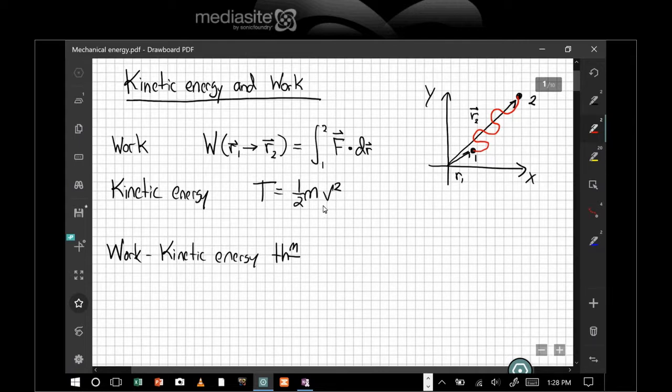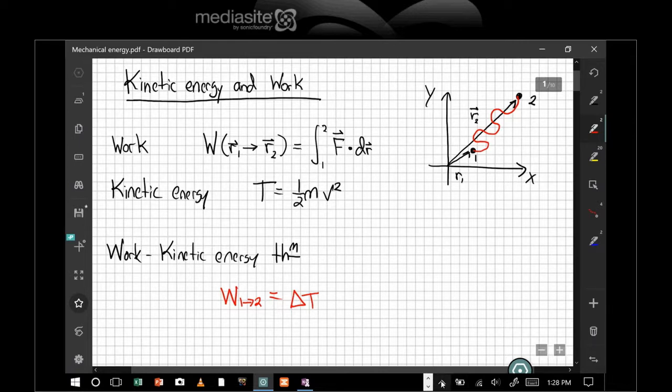Kinetic energy is the energy associated with motion, and I define kinetic energy as 1/2 mv squared, where v is really the speed. Again, this is a scalar quantity, and both work and kinetic energy are measured in joules. Now I can have a theorem between the two. What does work do? Work changes the kinetic energy. So the work done from 1 to 2 causes a change in the kinetic energy of a system.